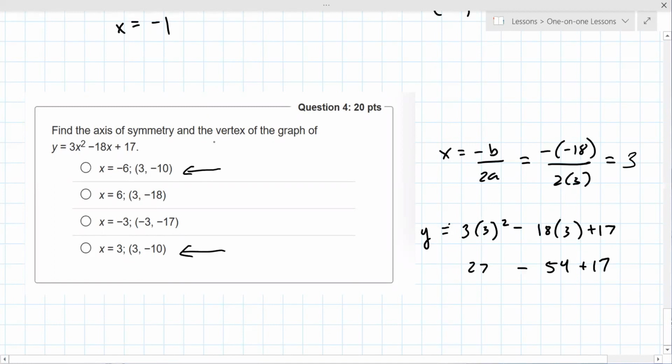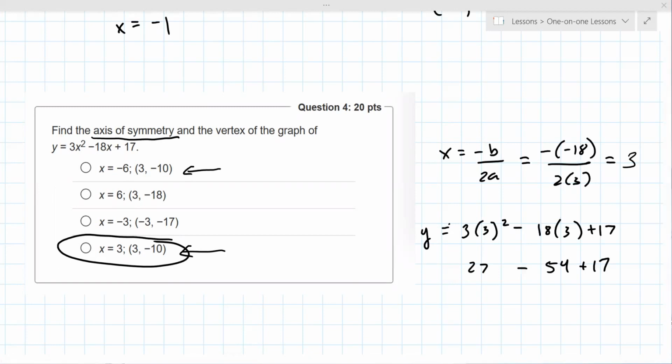So that means either of these could be correct. The axis of symmetry is which? Because there are two different options here, -6 and +3. Which one is correct and why? It's going to be letter D because the vertex is +3. That's right. Very good.